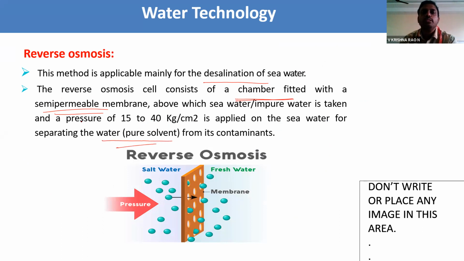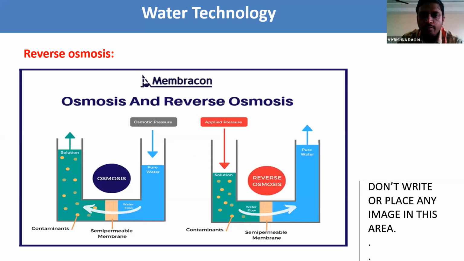In the reverse osmosis cell, a chamber is fitted with a semi-permeable membrane, above which seawater or impure water is taken, and a pressure of 15 to 40 kg per square centimeter is applied on the seawater for separating pure water, the pure solvent, from its contaminants. This is reverse osmosis. Normal osmosis is the process driven by osmotic pressure, but here we apply pressure in the reverse direction, from the high concentration side through the semi-permeable membrane, so that salt or contaminated water becomes fresh, pure water.